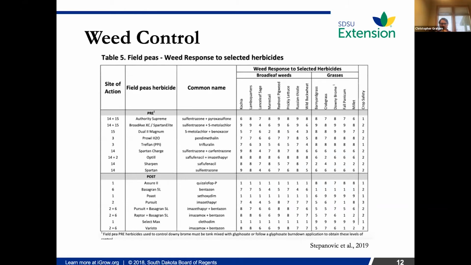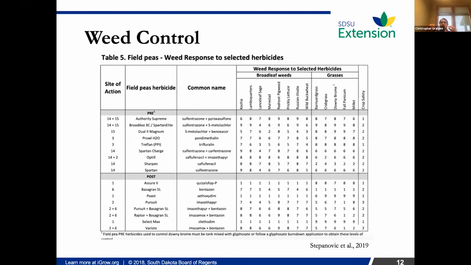And so this is a table from the University of Nebraska looking at the efficacy of various herbicides, both pre and post emerge. One of the things I do like about peas in the rotation is it offers a really great opportunity to diversify your herbicides.